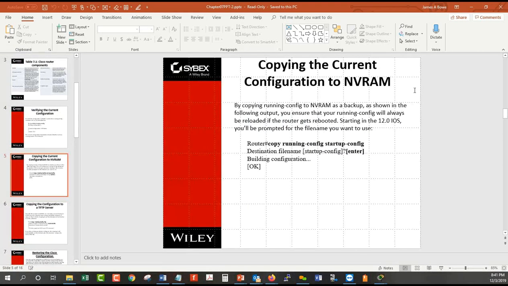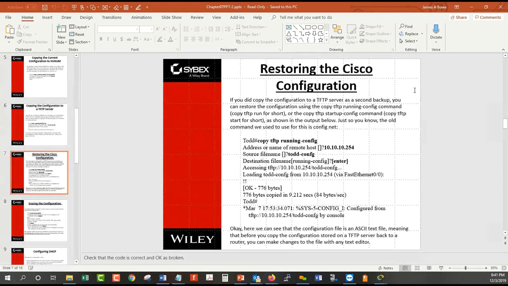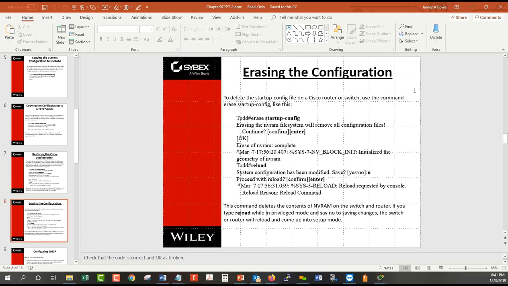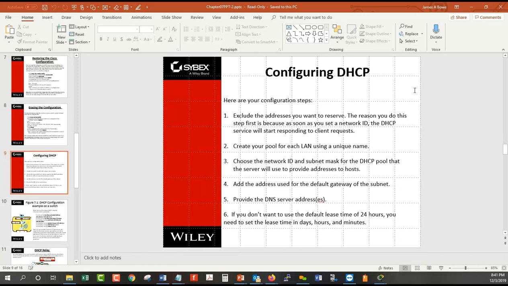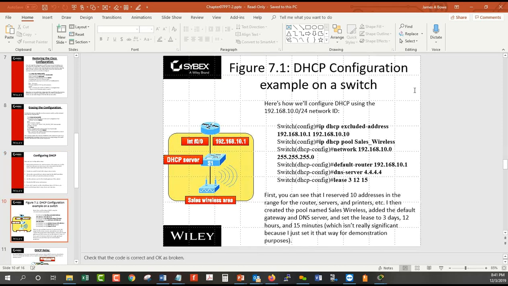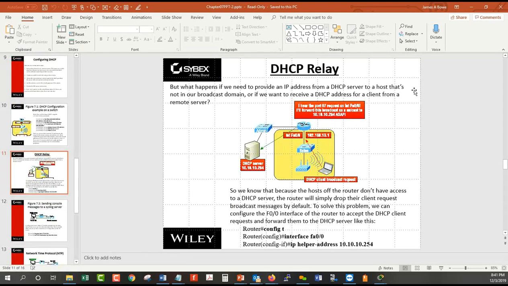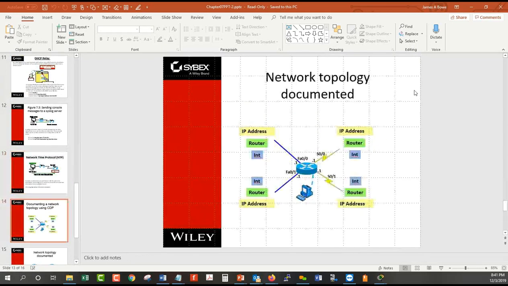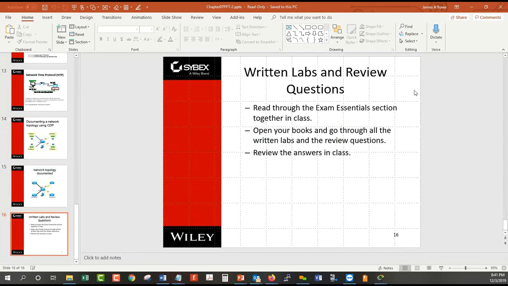Showing the current configuration and copying to TFTP, which was part of our last lab. Erasing the configuration, configuring DHCP. Again, make sure that you've got those command examples in a file on a USB drive so you can quickly bring that stuff in. And we talked about helper addresses, syslog, NTP. Okay, maybe it's in Chapter 8 that Greg is looking for.